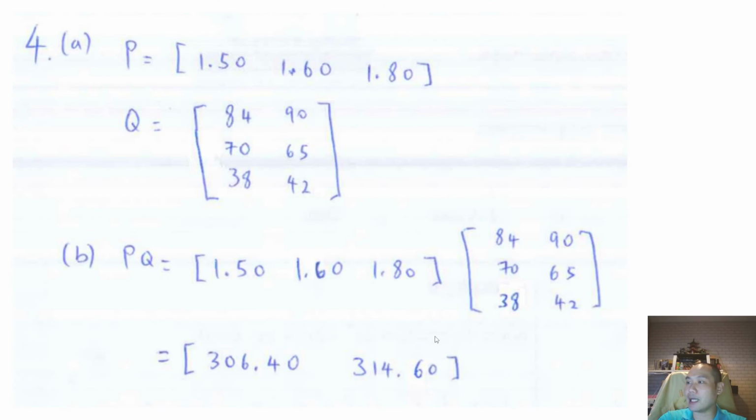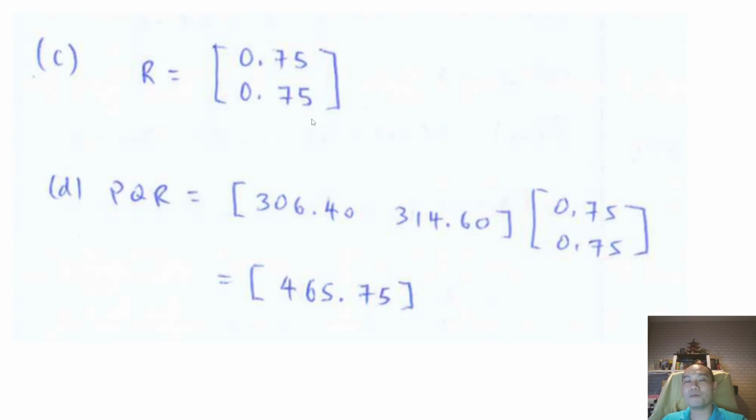And part C, they say that if the profit is 75%, write down a matrix R such that PQR represents the profit, right? So very straightforward actually, because what we want to have here is 75%. So 75% is, of course, we know 0.75. We write it as a 2 by 1 matrix because PQ is a 1 by 2. So 1 by 2, you multiply with 2 by 1, right? So that works, right? So PQ is already a 1 by 2. Multiply with R, which is a 2 by 1, we get a final result, a 1 by 1 final result.